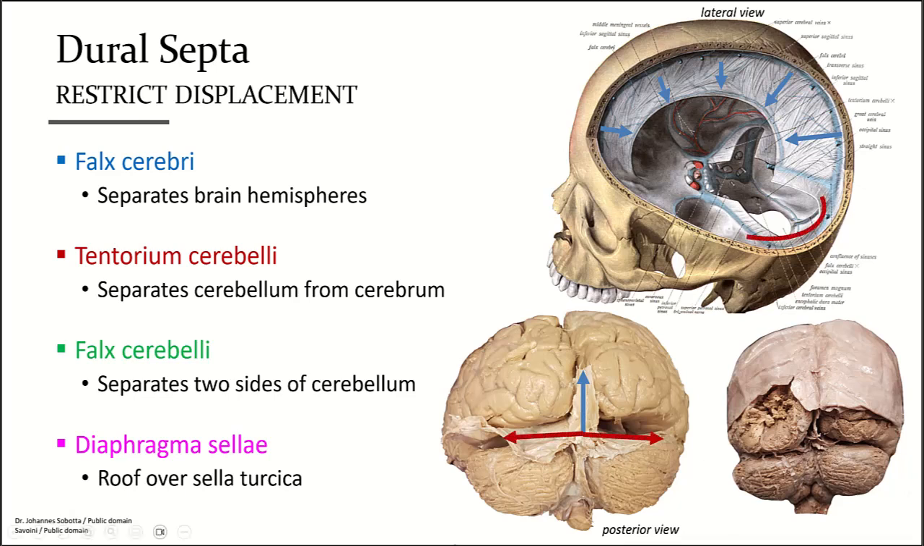Then we have the tentorium cerebelli. Think of it as a tent over the cerebellum. Then the falx cerebelli, that's going to divide. So again, we have the falx cerebri dividing the cerebrum, and the falx cerebelli dividing the two hemispheres of the cerebellum. And then this diaphragma sellae.